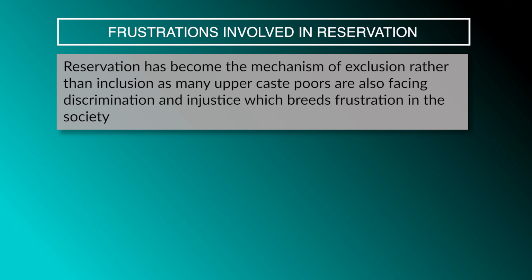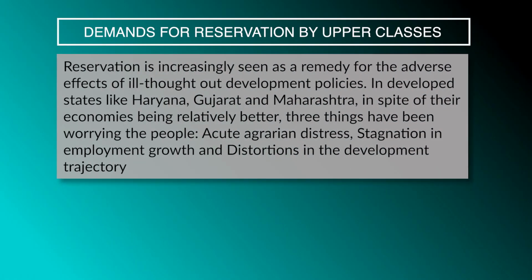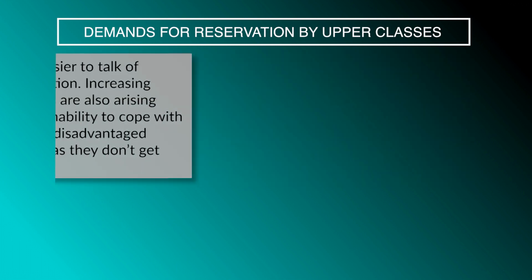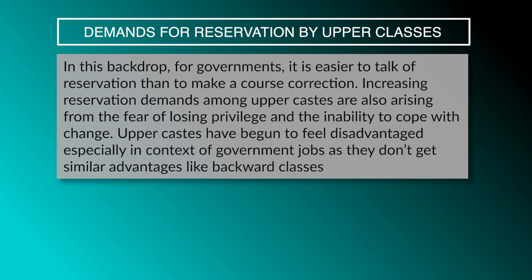Reservation has therefore become a mechanism of exclusion rather than inclusion, as many upper caste poor are also facing discrimination and injustice, which breeds frustration in society. Reservation is increasingly seen as a remedy for the adverse effects of ill-thought-out developmental policies. In developed states like Haryana, Gujarat and Maharashtra, in spite of their economies being relatively better compared to some of the other states in India, three things have been worrying the people: acute agrarian distress, stagnation in employment growth, and distortions in the developmental trajectory. In this backdrop, for governments, it is easier to talk of reservation than to make a course correction.